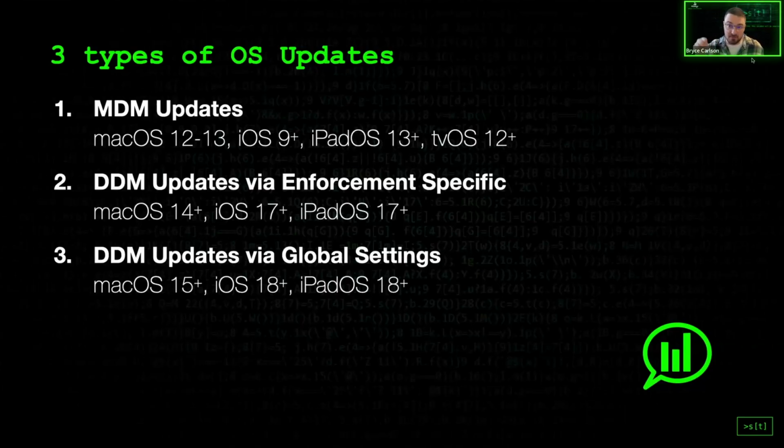So the next version that Apple released would be the declarative updates via enforcement specific. And that's actually the name of that declaration that's going down to the device. That's going to be macOS 14 and up, iOS and iPadOS 17 and up. Then the latest that came out at WWDC last year is the new global settings declaration for updates, which is going to be macOS 15 and up, and iOS and iPadOS 18 and up. And what that's doing is basically giving even more control device side, as we'll talk about.